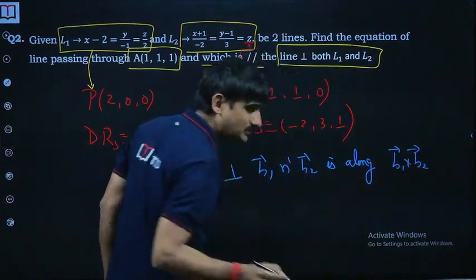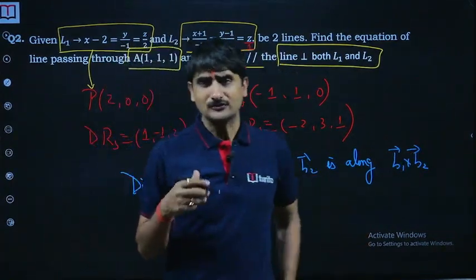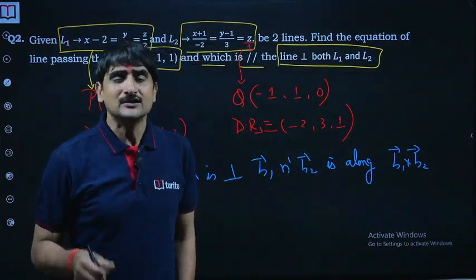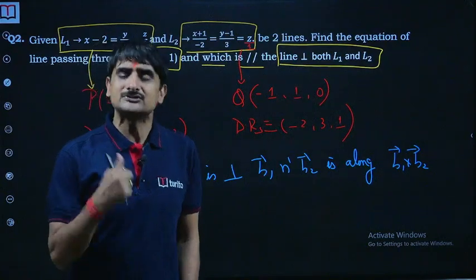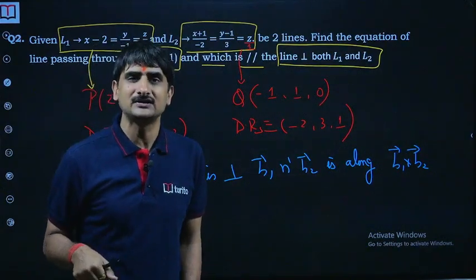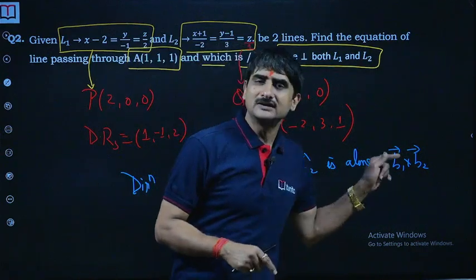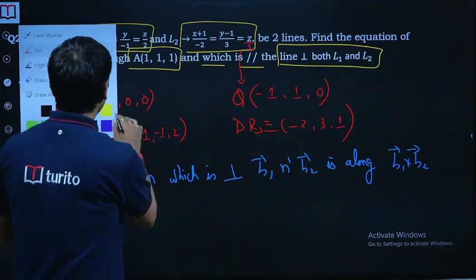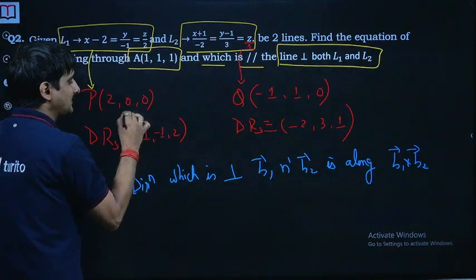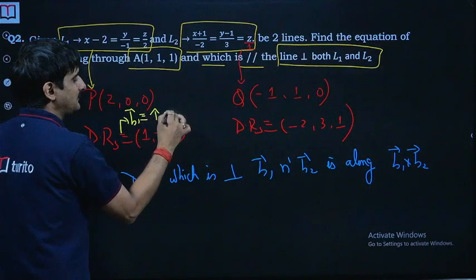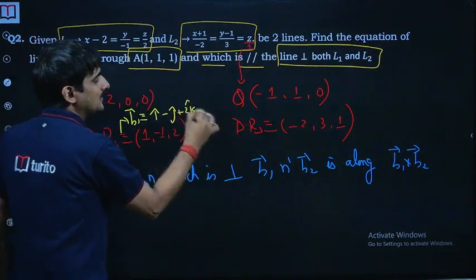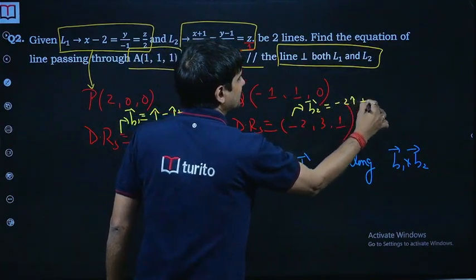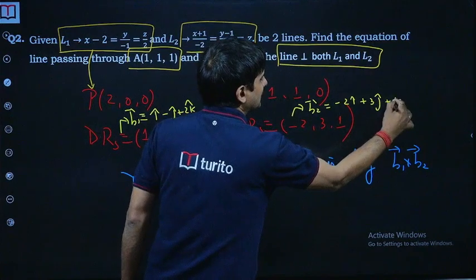So whenever you need a line, of course, to get a line we need its direction. Whenever we need a direction which is perpendicular to two given direction vectors, we can always start by taking it as b1 cross b2. As we have already done in the previous question, the direction vector b1 for this line will be i cap minus j cap plus 2k cap, and the direction vector b2 will be minus 2i cap plus 3j cap plus k cap here.